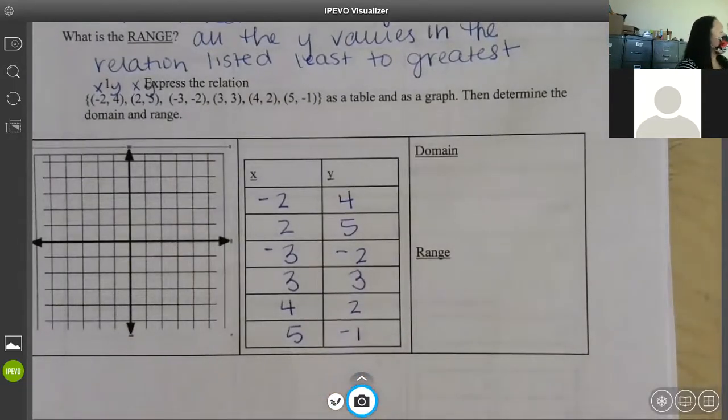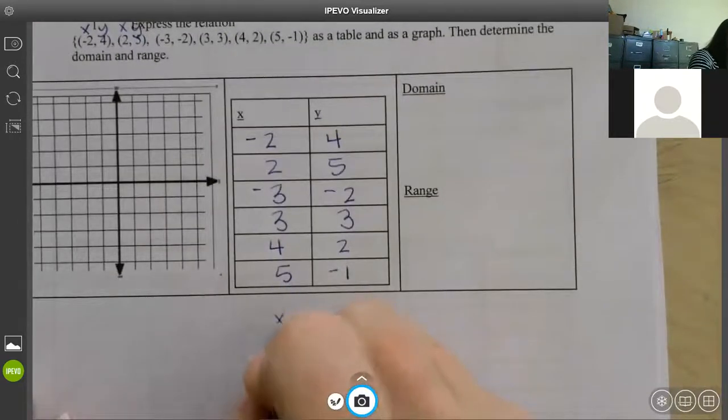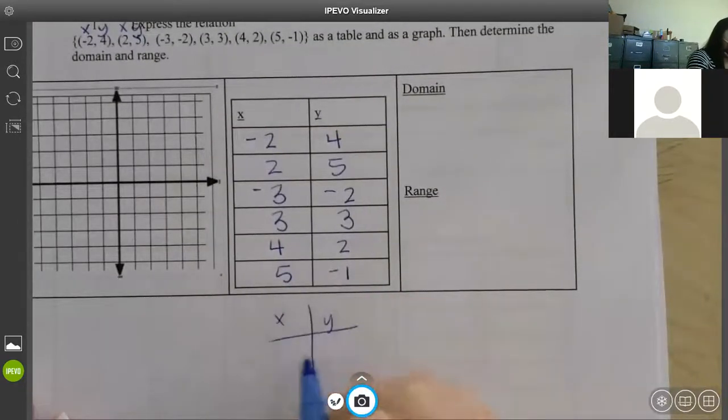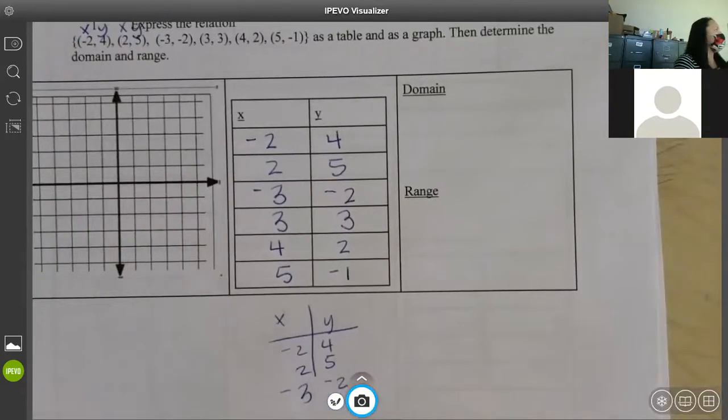Okay. If you have to make it yourself, which you will, you just make it like this and list it. -2, 4, 2, 5, -3, -2. It doesn't have to be pretty. Okay. It doesn't have to be pretty, just as long as you have them separated.